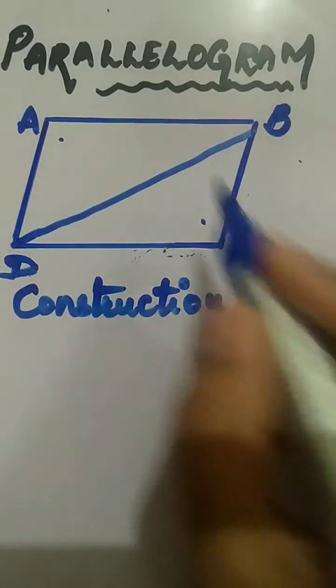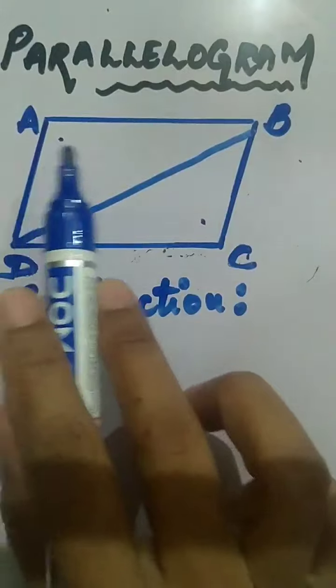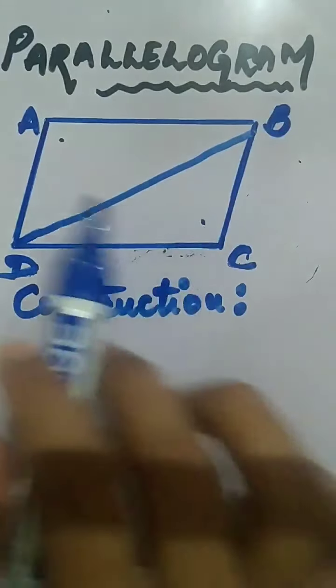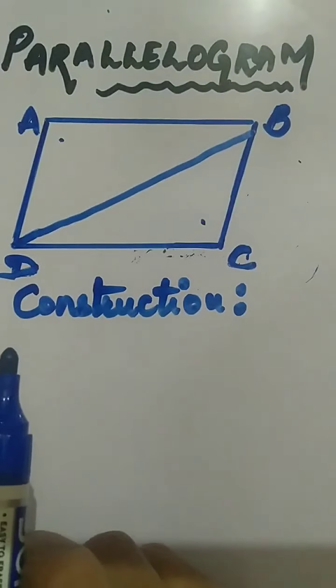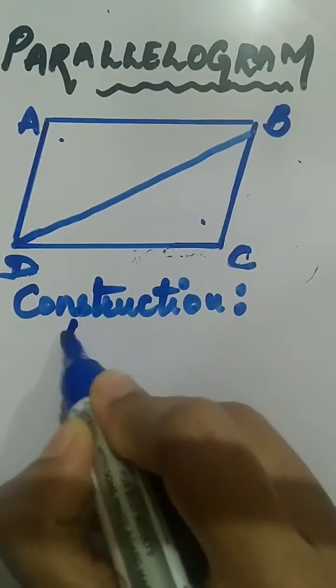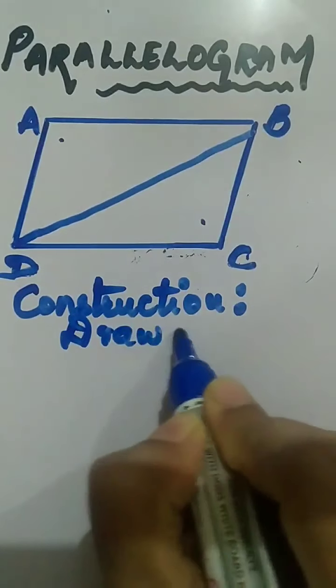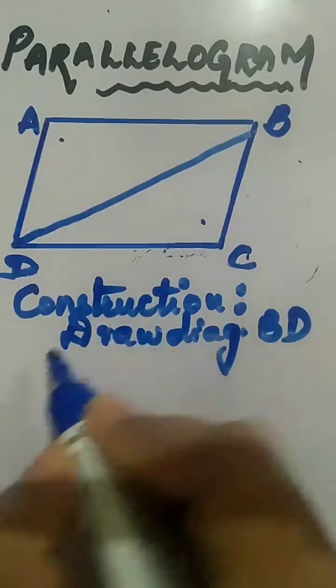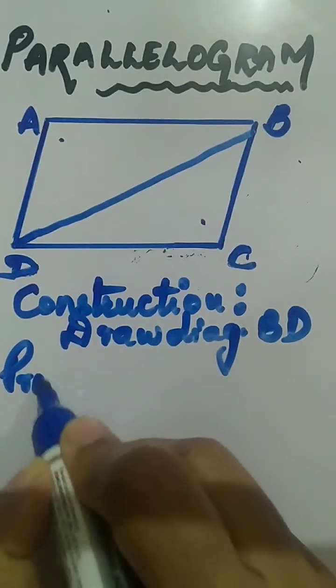So when you draw diagonal BD, you are dividing the quadrilateral, or the parallelogram, into two triangles. Okay? Okay, so let me write construction. Draw diagonal BD. Now, proof.